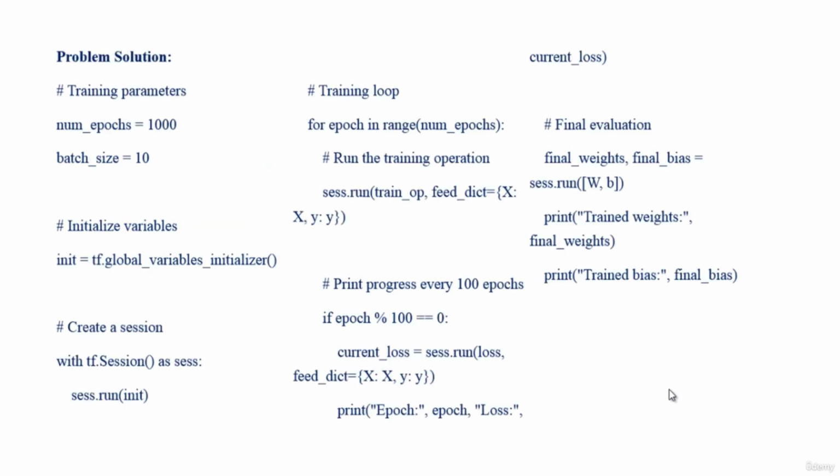How code is working: the code initializes variables and trains the model over a specified number of epochs. During training, the model parameters are updated to minimize the loss. After training, the final weights and bias are evaluated.